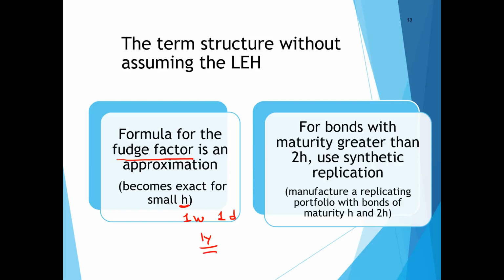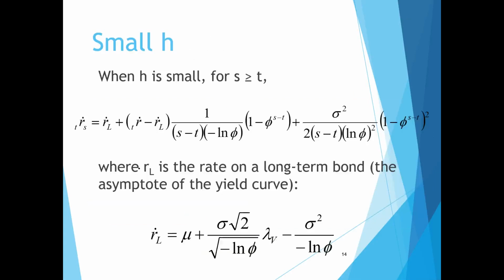Now, the second comment is we must use the synthetic replication. This synthetic replication is really important because that's the only way you're going to be able to determine those discount factors for years 3 or higher. Now, in the case that h is small, we're going to have this beautiful equation for our rates. Now here, t is going to be smaller than s, and this future rate.